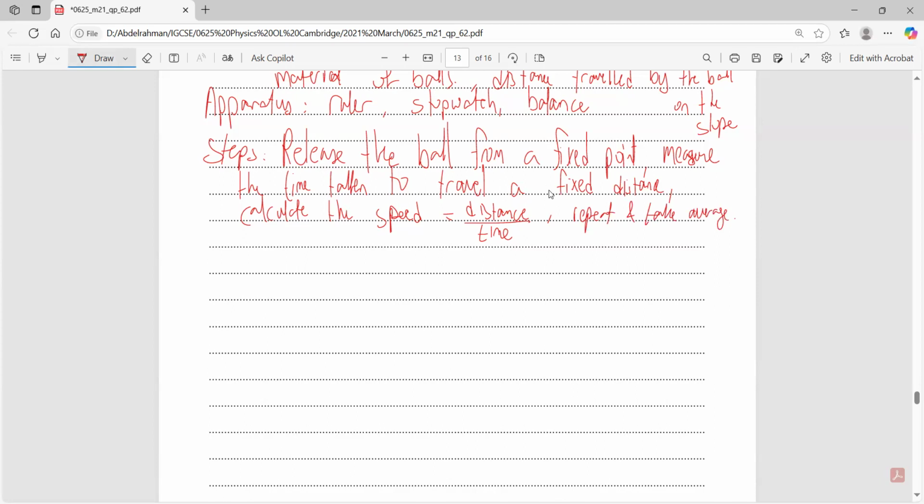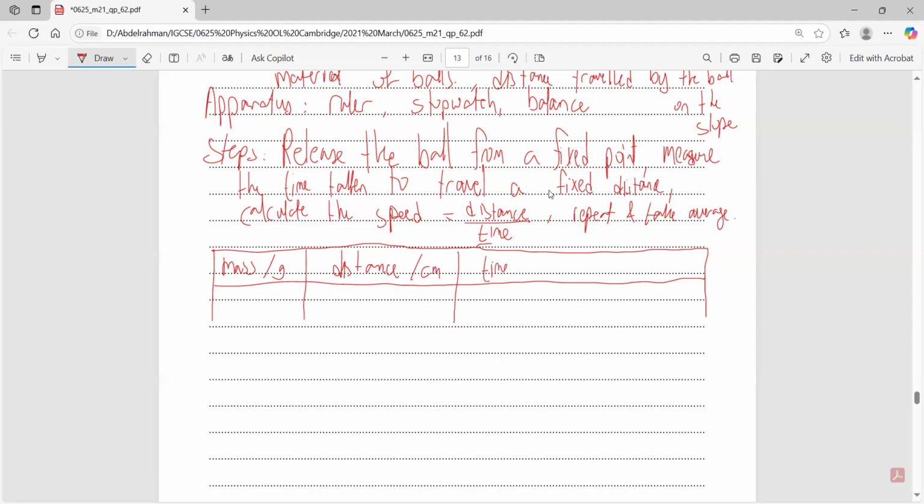These are the steps. Can I draw a table? Yes, I can draw a table. This is the table. The variable that you are changing is the mass of the ball in grams. You have the distance in, let's say, centimeters, the time in seconds, and then the speed in centimeters per second.